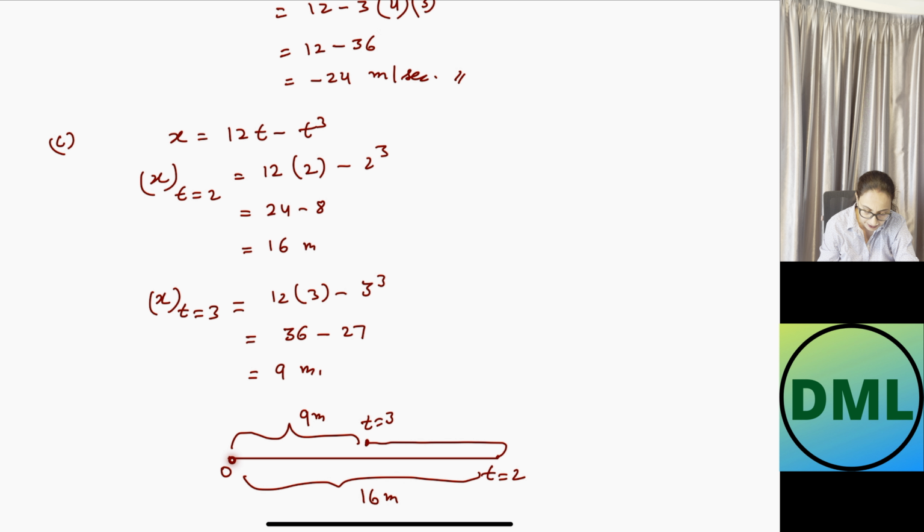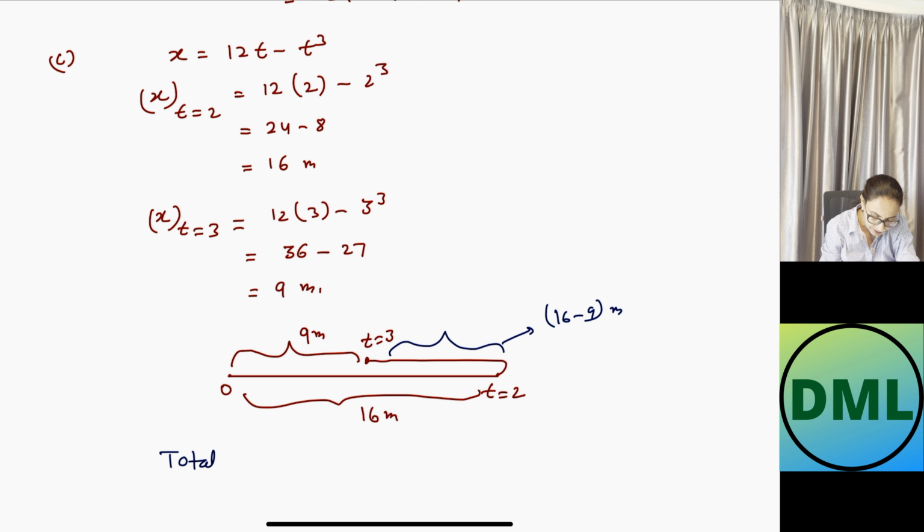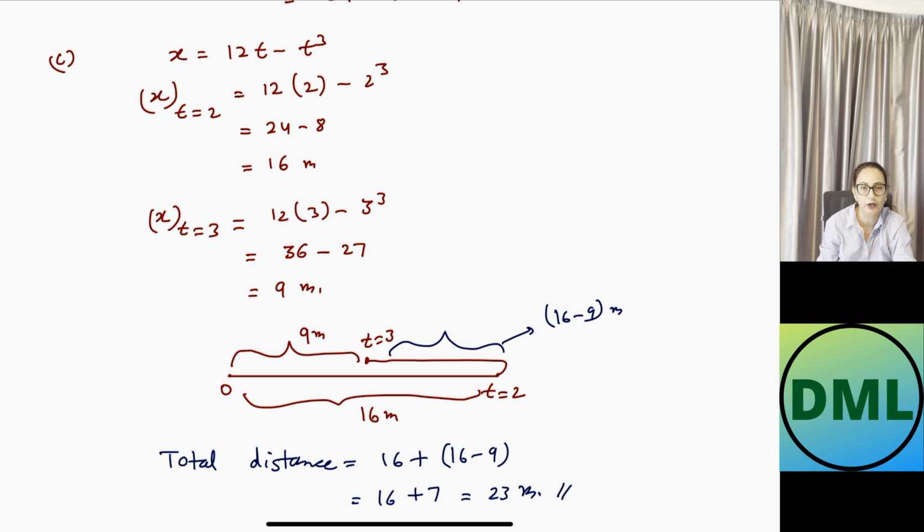The distance traveled is, you are starting from O, you went to 2 and from 2 you reach 3. That means this part I need to calculate the distance. From O to t equal to 2, the distance is 16. From t equal to 2 to t equal to 3, this distance is given by 16 minus 9 meters. Let's write down the total distance. It will be given as 16 plus 16 minus 9, which is 16 plus 7, which is equal to 23 meters. That will be your answer.